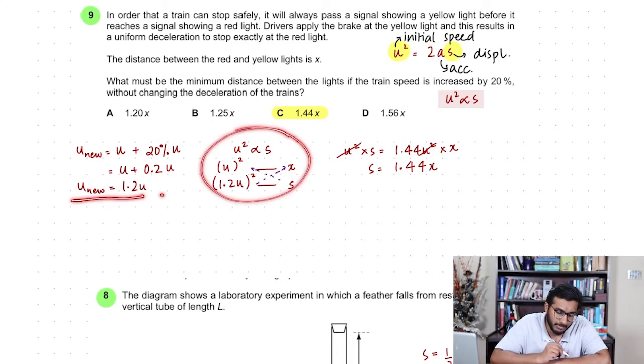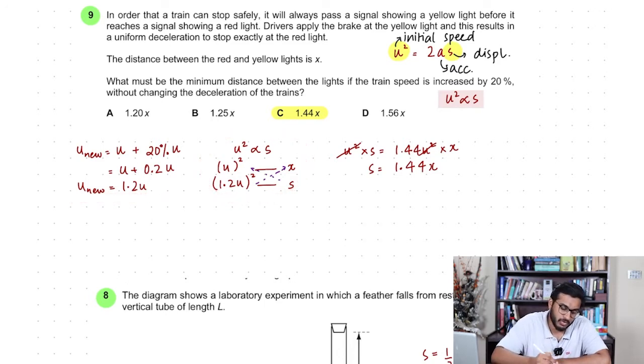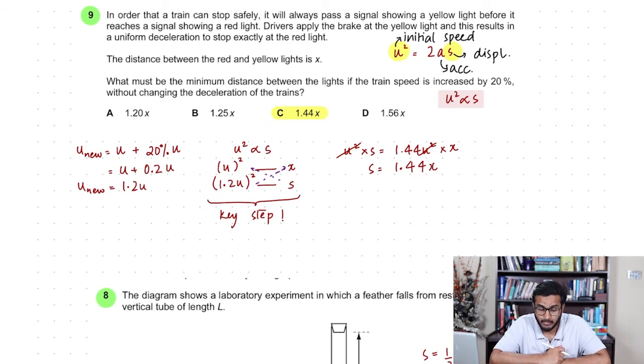And then we applied the proportionality method. This was the key step in our question. It helped us to figure out what's going to be the displacement if the initial speed was increased by 20%. So our displacement will increase by 1.44 times.